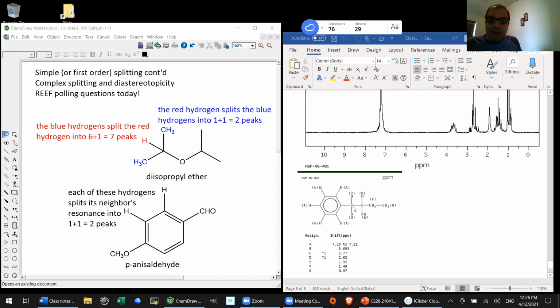But once we move on to the next set of protons, you think, oh, well, a CH2, so won't those two be the same? Well, not so fast.